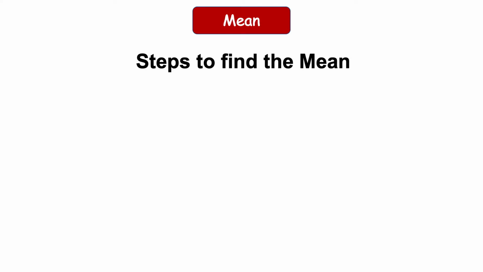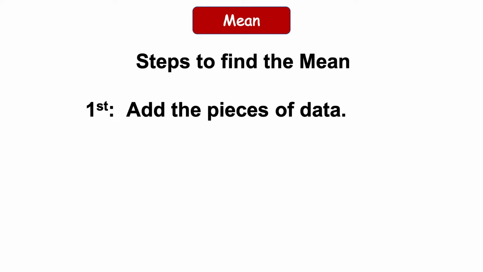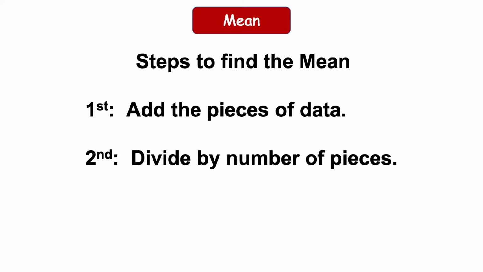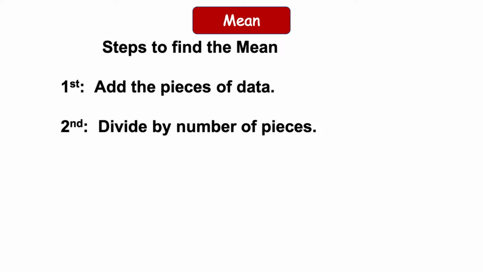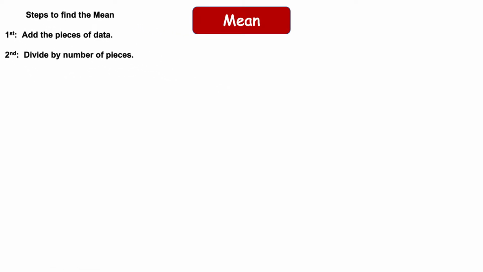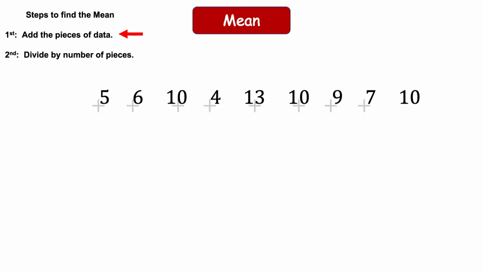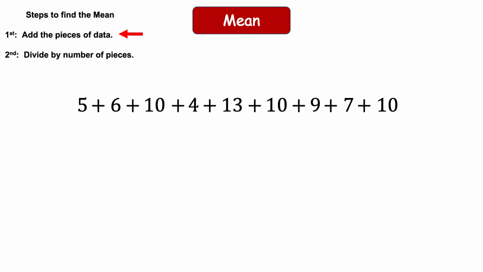Now with numbers, the steps to find the mean are: first, add the pieces of data together, and then after you add, divide by how many there are, right? This should be the most familiar one to you because it's basically taking the average. So if you have all these numbers, add them all together, and then count how many pieces there are. There are 1, 2, 3, 4, 5, 6, 7, 8, 9 pieces. So I'm going to divide by 9.